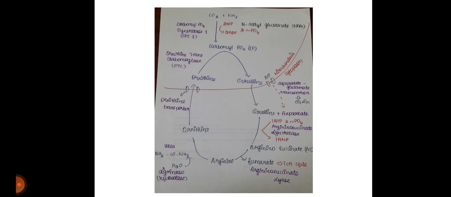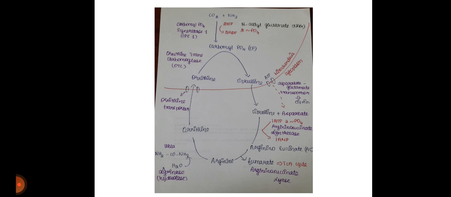Wherever synthetase comes, you should add ATP. So in this step, two ATPs are utilized. 2 ATP is converted to 2 ADP. The allosteric activator in this step is N-acetyl glutamate. Without this NAG, this step won't take place, and 2 high energy phosphates are required in this step.